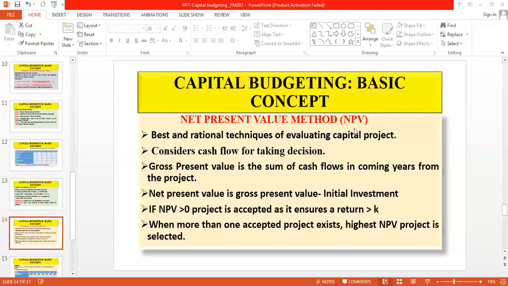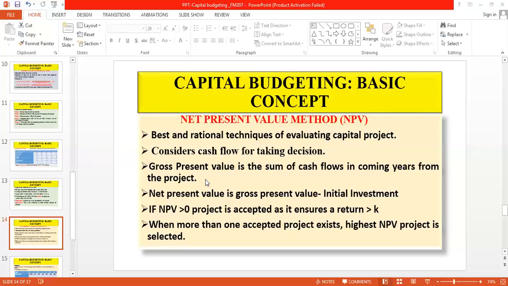Like the payback method, this method also considers cash flow for taking decision. It will calculate gross present value. Then from gross present value, it will deduct initial investment to get the net present value. Now the question is, what is gross present value? Gross present value is the sum of the cash flows. This point is important. Sum of the cash flows in coming years from the project.